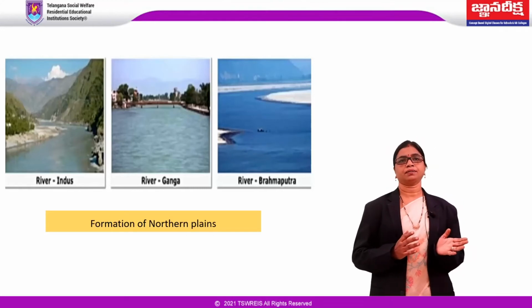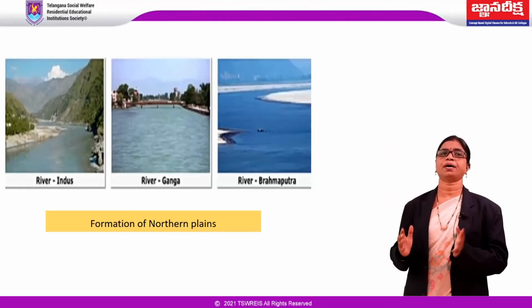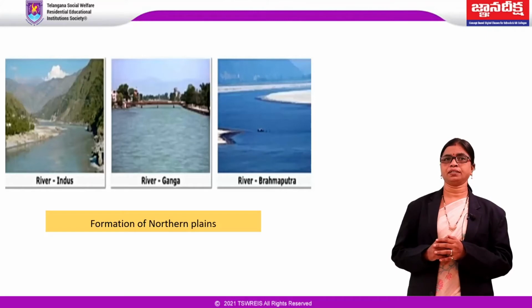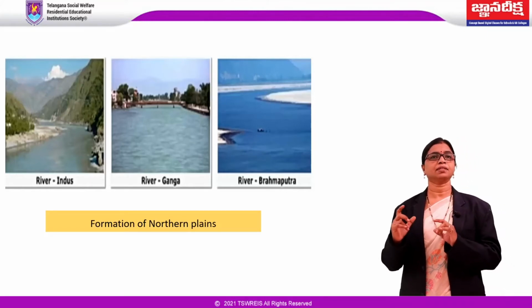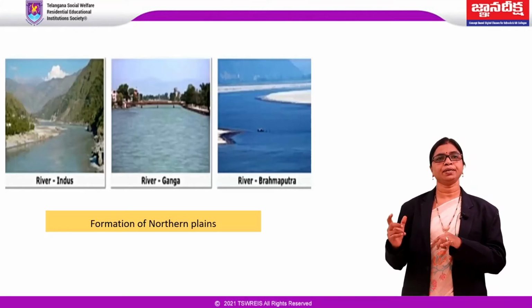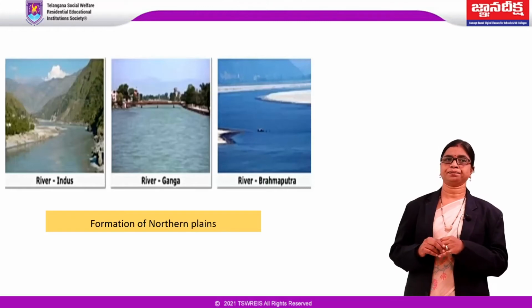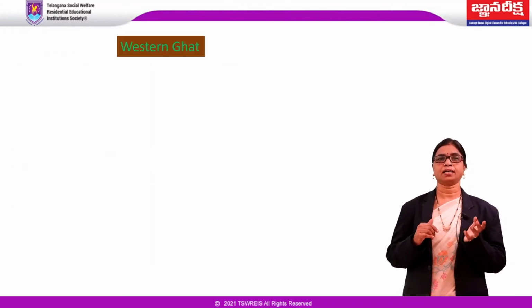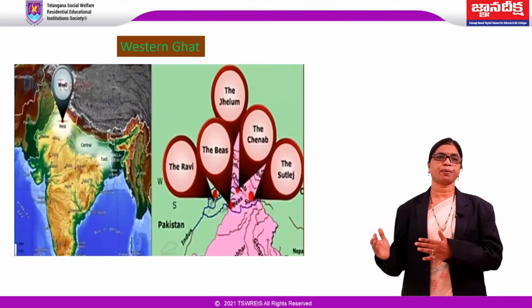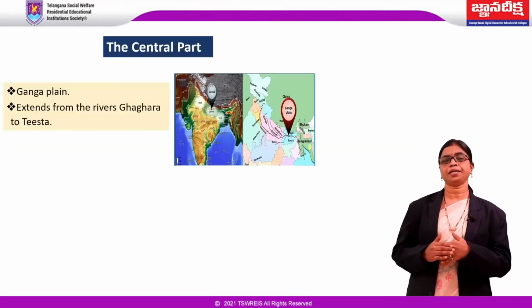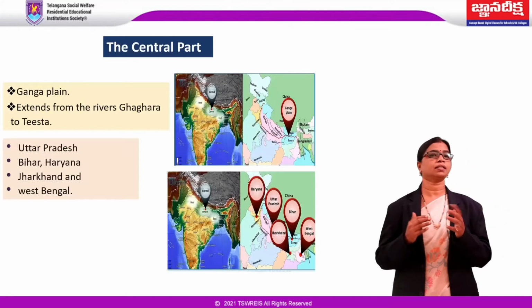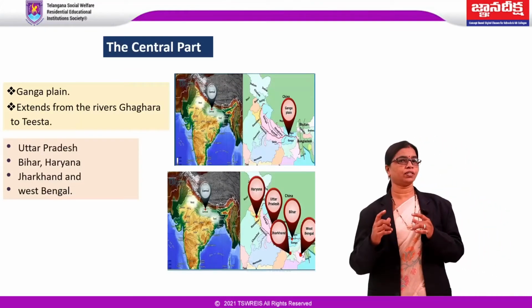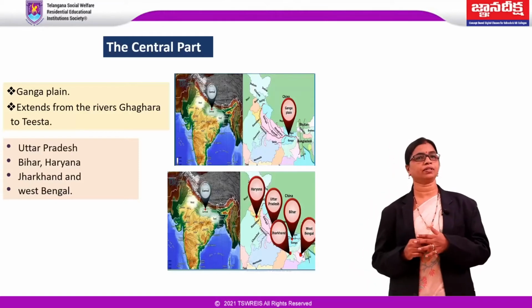The western part was formed by the Indus and its tributaries, that is the Jhelum, the Chenab, the Ravi, the Beas and the Satluj. The Indus River basin is largely located in Pakistan, excluding a little portion of the Punjab and Haryana plains in India. This region has the doab features, that is the features of land between two diverging or converging rivers.